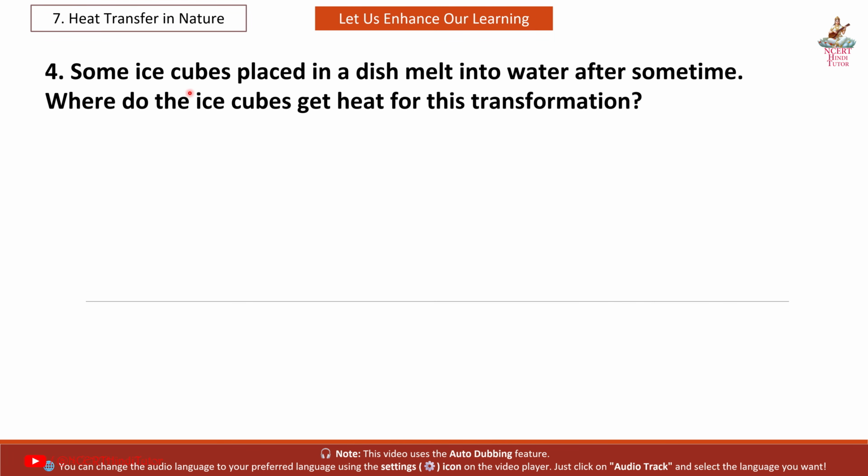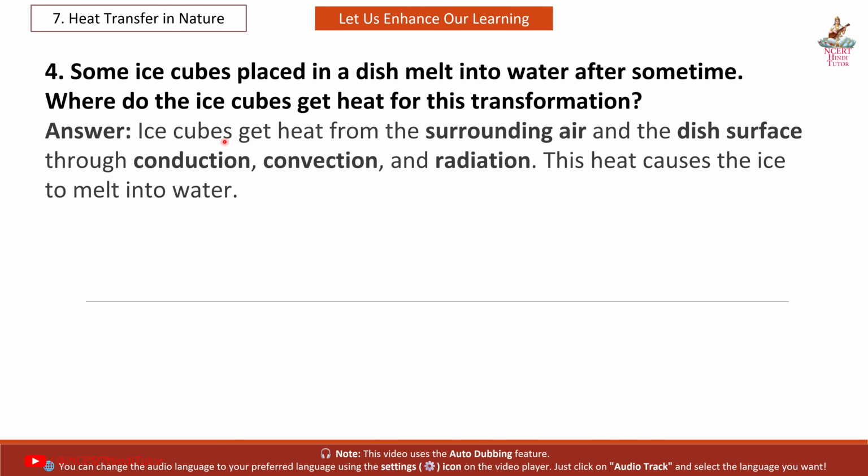Question 4. Some ice cubes placed in a dish melt into water after some time. Where do the ice cubes get heat from this transformation? Answer. Ice cubes get heat from the surrounding air and the dish surface through conduction, convection, and radiation. This heat causes the ice to melt into water.